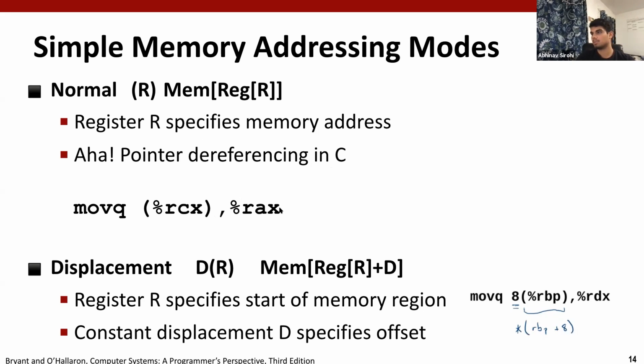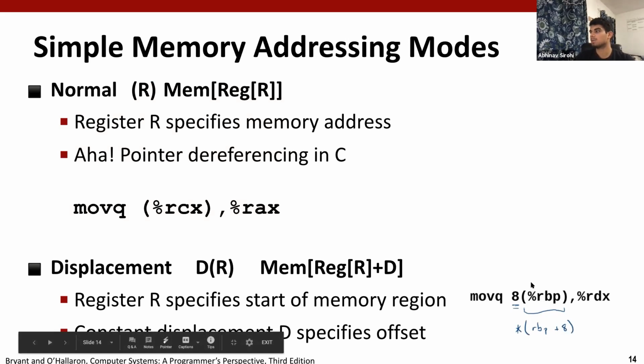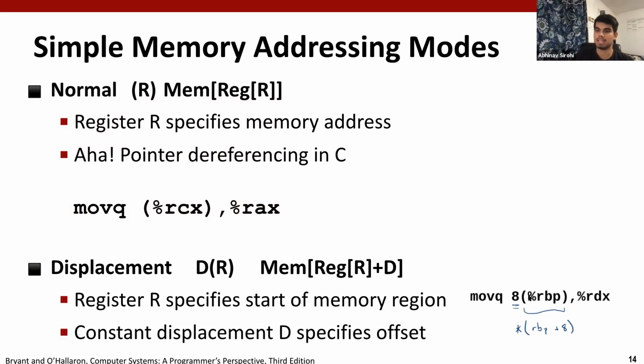And then we also have this thing called displacement here. You could basically start at some register and add a value to it. Let's say you have an address in the register RBP, but what you really want to do is get something from 8 bytes over from address RBP.